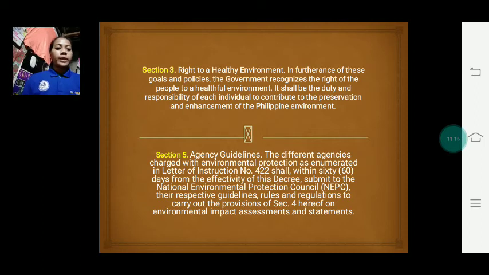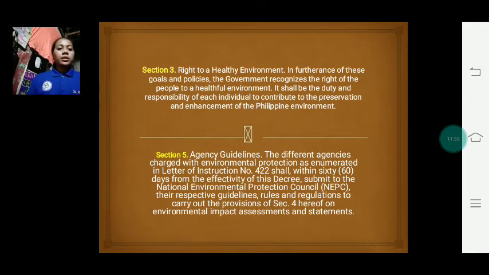So Section 3, right to a healthy environment. In furtherance of these goals and policies, the government recognizes the right of the people to a healthful environment. It shall be the duty and responsibility of each individual to contribute to the provision and enhancement of the Philippine environment. So each of us is responsible for our surroundings and especially for our environment.